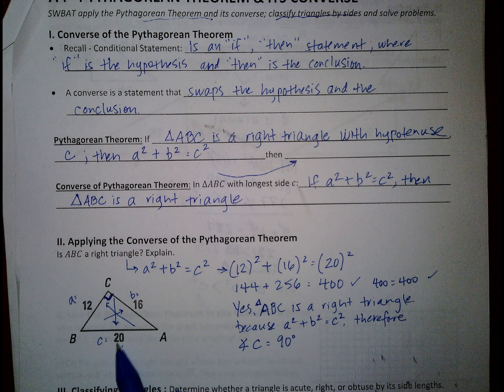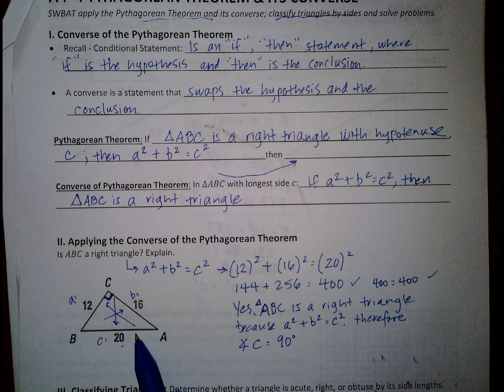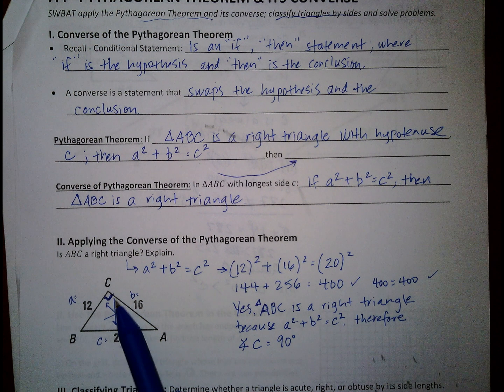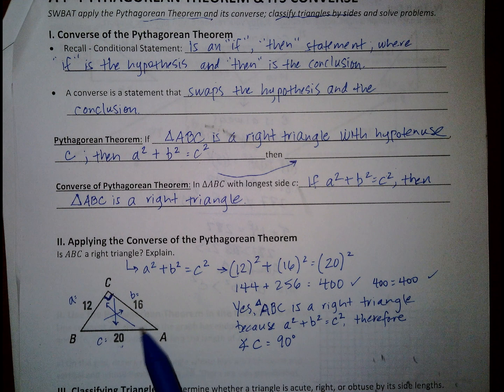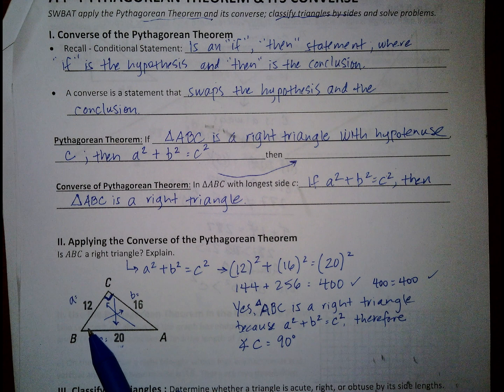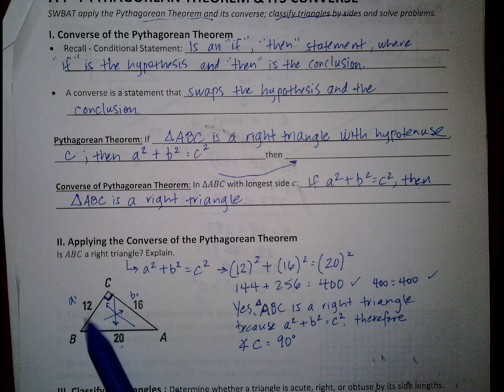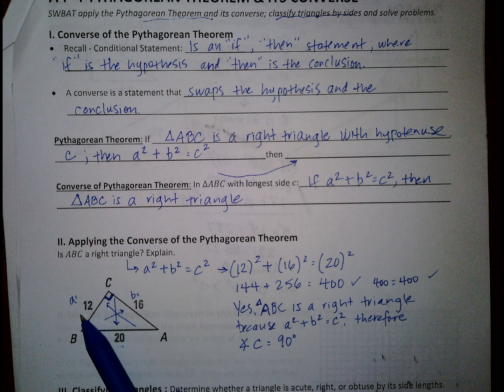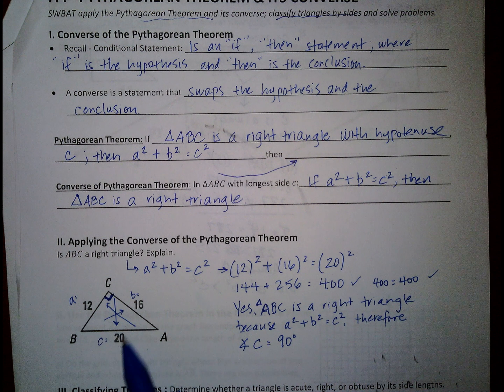Knowing that C is the longest side is super important. So I labeled the side that was 20 units as side C. It's also directly opposite angle C. I named the middle side, the mid-sized side, side B, which is directly opposite angle B. And then I named the smaller side, side A, which is opposite angle A. So I have my A, my B, and my C, C always being my longest side.